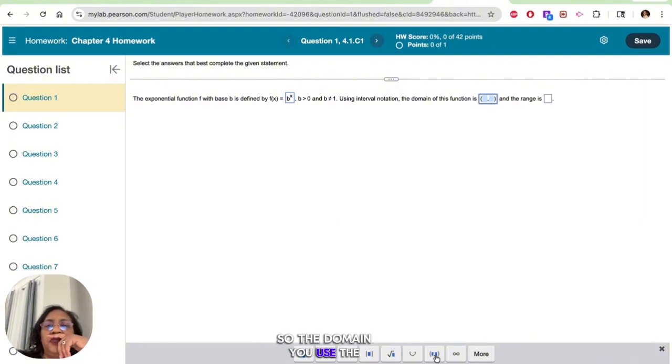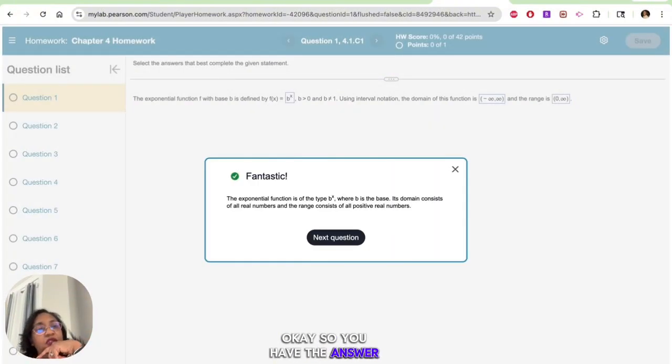So for the domain, you use the parentheses and you do negative infinity. And then you can hit the arrow to infinity. And then the range is going to be from 0 to infinity. I don't know, I'm using my mouse pad. I'm going to blame it on that. Okay? So you have the answer to question number 1.